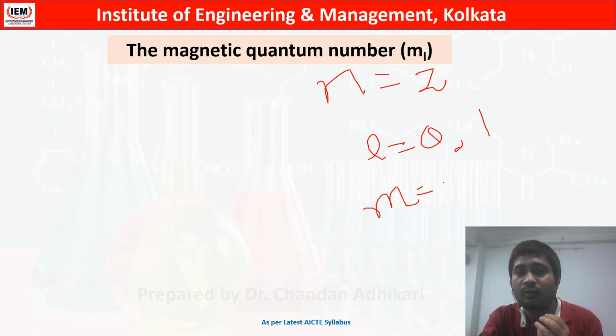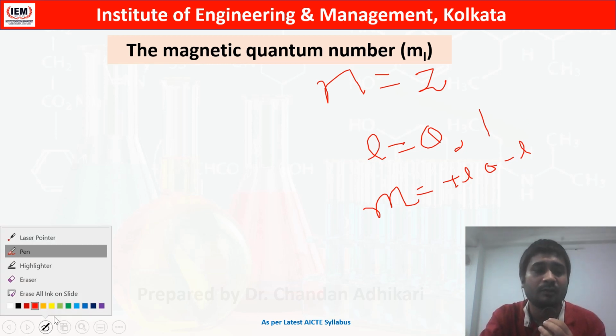It can have values from plus l, including 0, to minus l, for each value of l. For each value of l means, let's say l equals 0. So what will be the ml value? The ml value will be 0. But when l equals 1, what will be the value of m? The ml value will be minus 1, 0, plus 1, because plus l to minus l including 0. That will be the value of the magnetic quantum number.